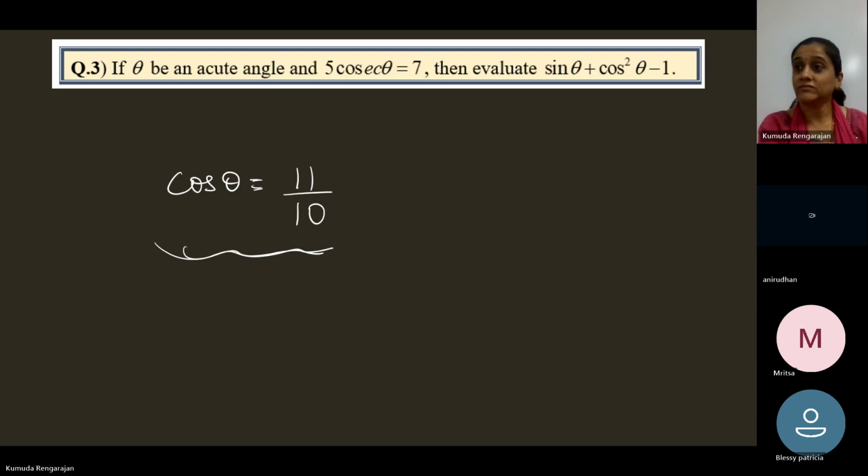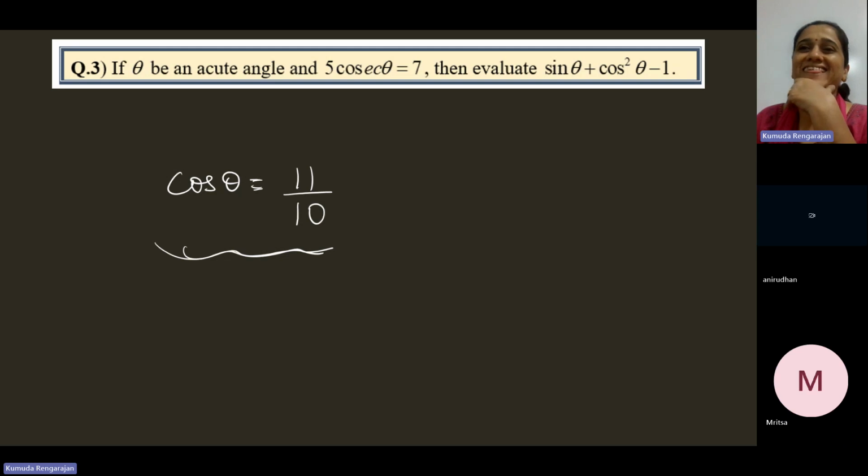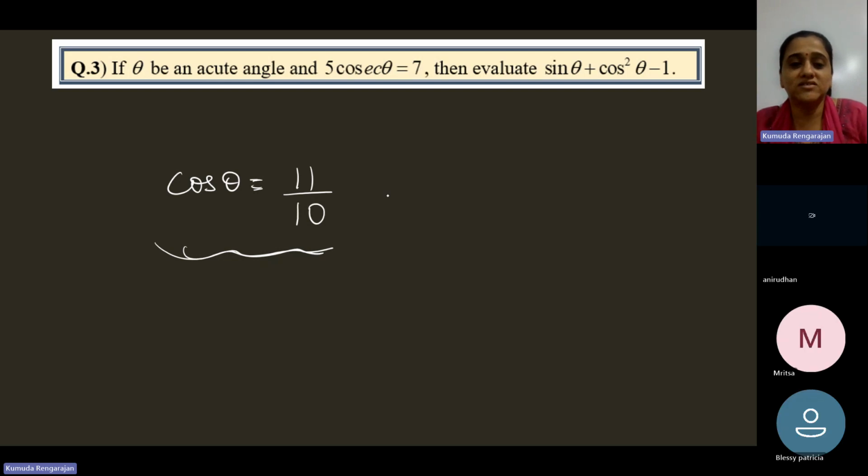Very good. Yes. Because what is the definition of cos theta? Adjacent by hypotenuse. What is adjacent? 11 parts. And hypotenuse? 10 parts. How is it possible? Hypotenuse is the longest side in a right triangle. That is 10 parts, and the adjacent side is 11. No side can be greater than the hypotenuse. So this one is not possible. This is false. Very good.